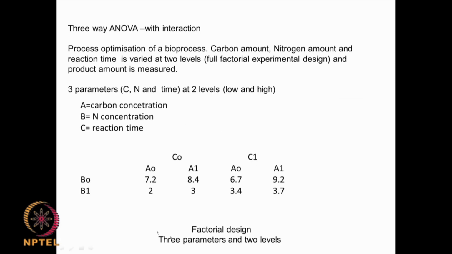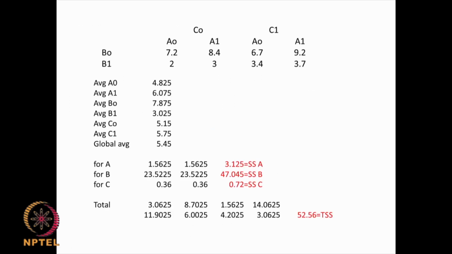So, we have 8 experiments. We can do an Anova, we can get a total sum of squares, we can get sum of squares for each of the main effects. We can get a sum of squares for A, we can get a sum of squares for B, we can get sum of squares for C, then we can get a total sum of squares also. Let us go further as usual.